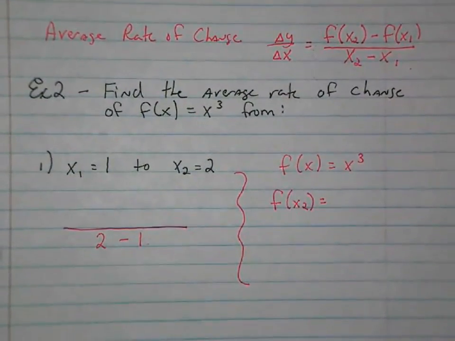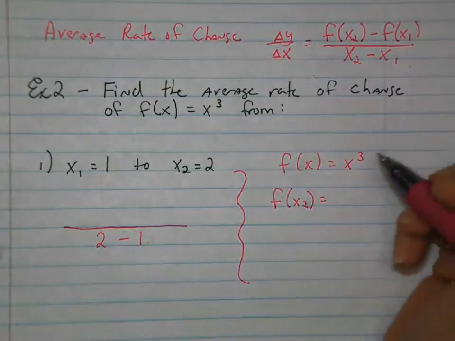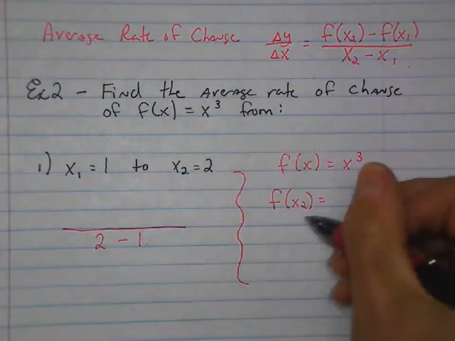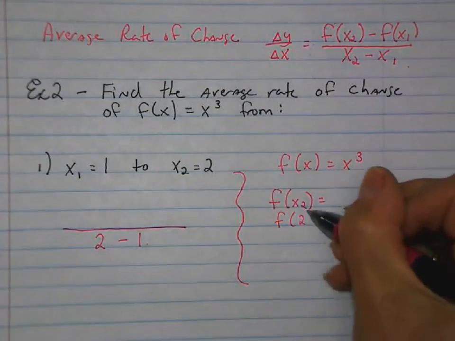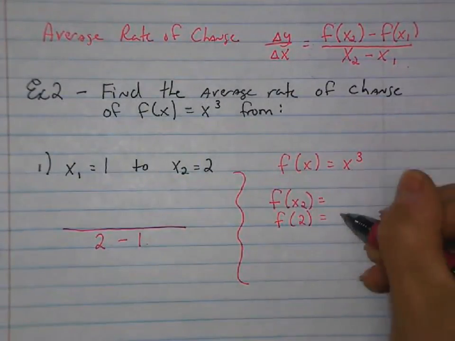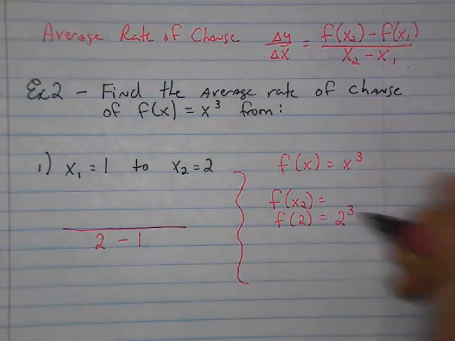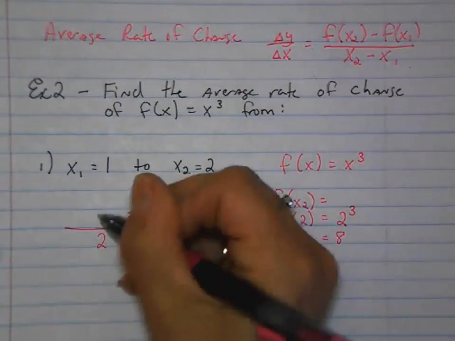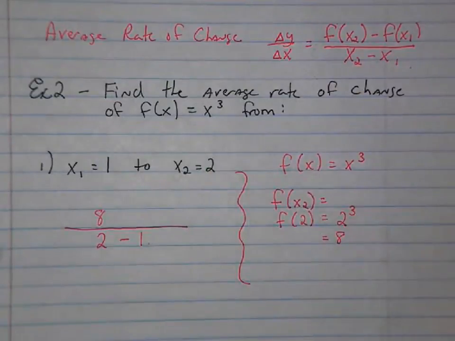Alrighty, so here we go. x sub 2 is 2. So really I'm doing f of 2. Well, didn't you learn the other night that that just means plug 2 in for x and then do the math? So I get 8. Ta-da! There's my first number. Minus. Now what do I do? I come over here and I find f of x sub 1.